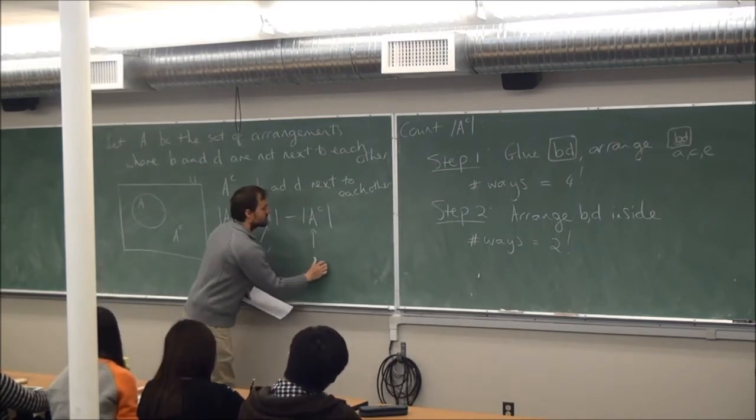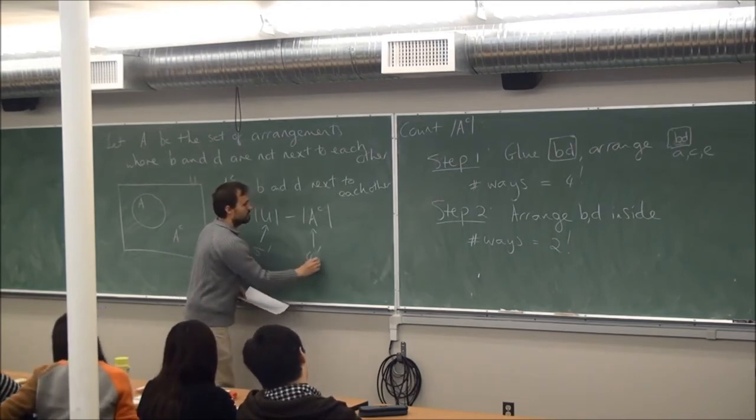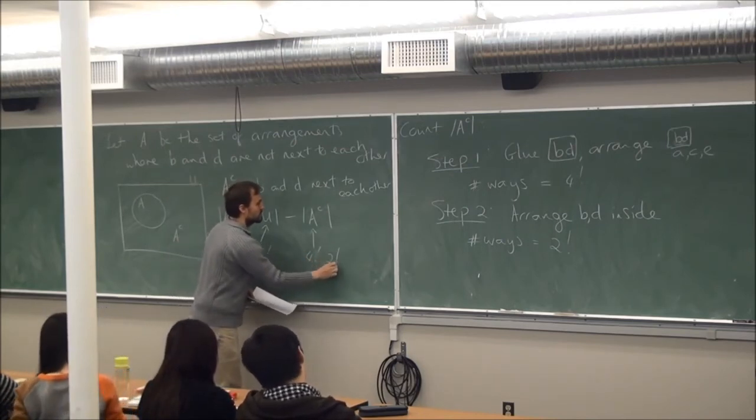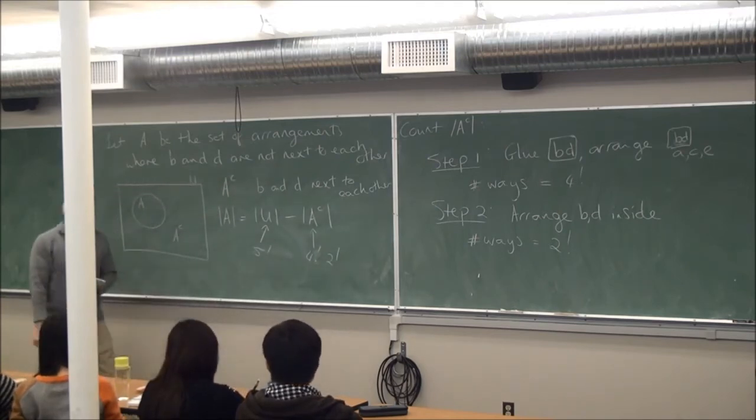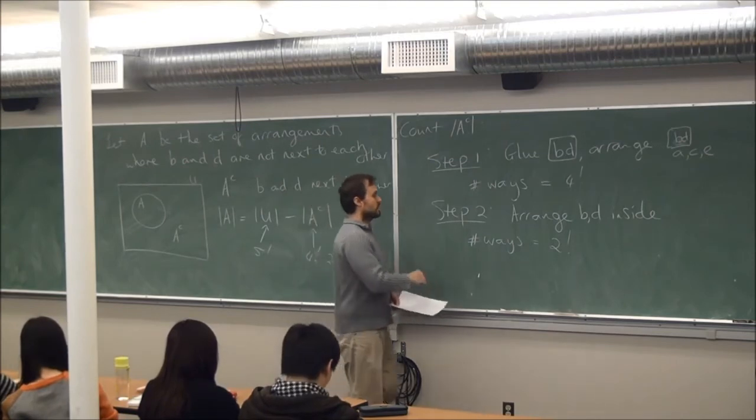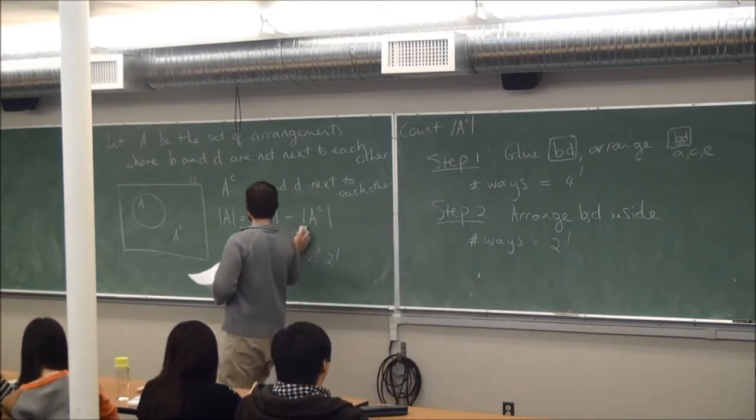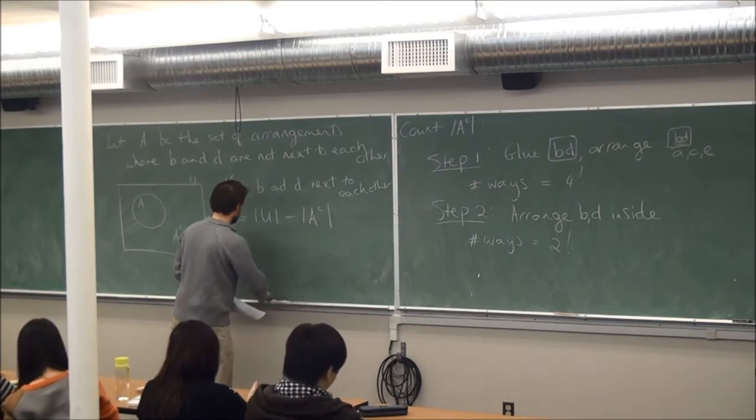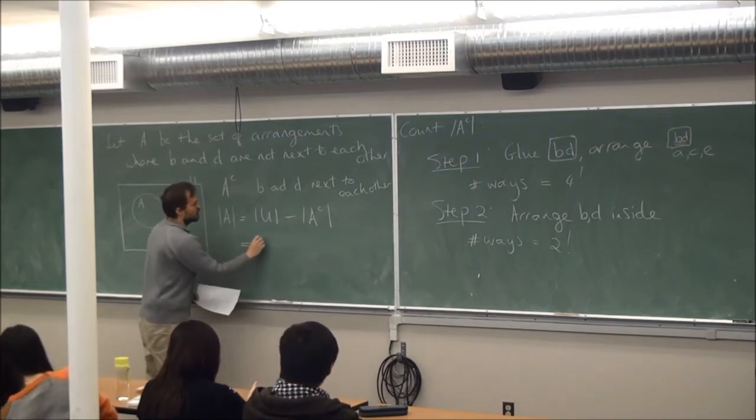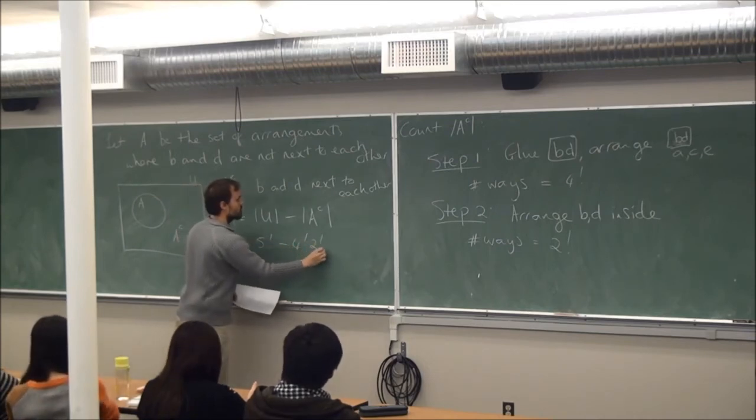So how many ways are there in total? Step 1 followed by step 2. So it's the same as in part B. Let's just write here. What is this? 5 factorial minus 4 factorial times 2 factorial.